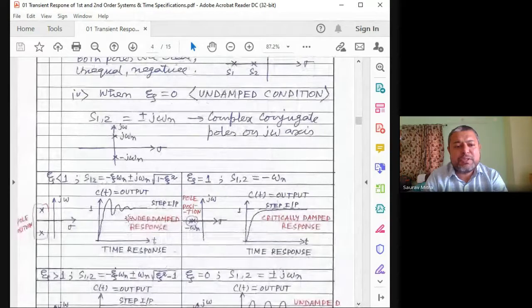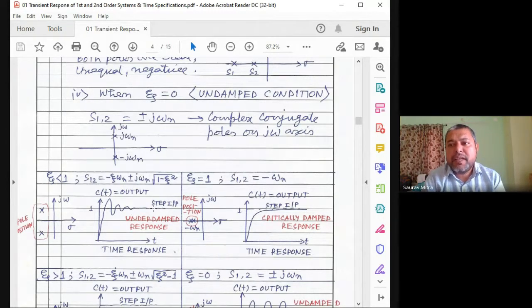This is the underdamped response, c(t), a very big equation of response. This is the main thing we are supposed to derive. This is c(t), the step response. The input is a step of 1 and the output is oscillating, and after that it settles at 1. So this response we are going to see today, and we are going to find the different parameters.